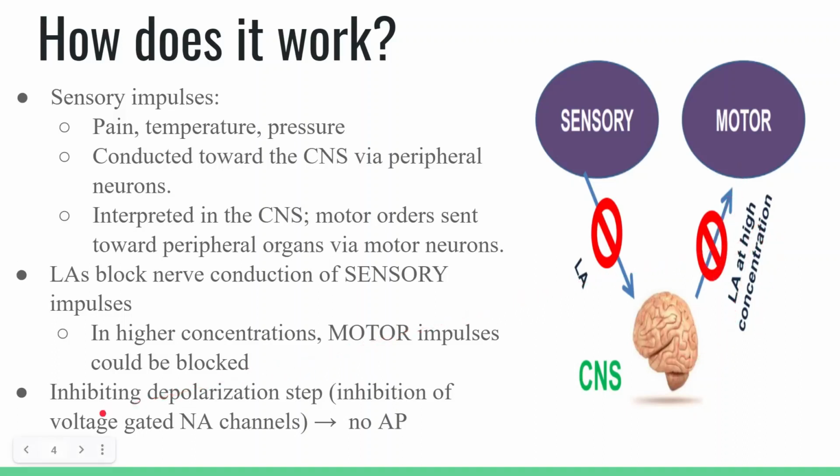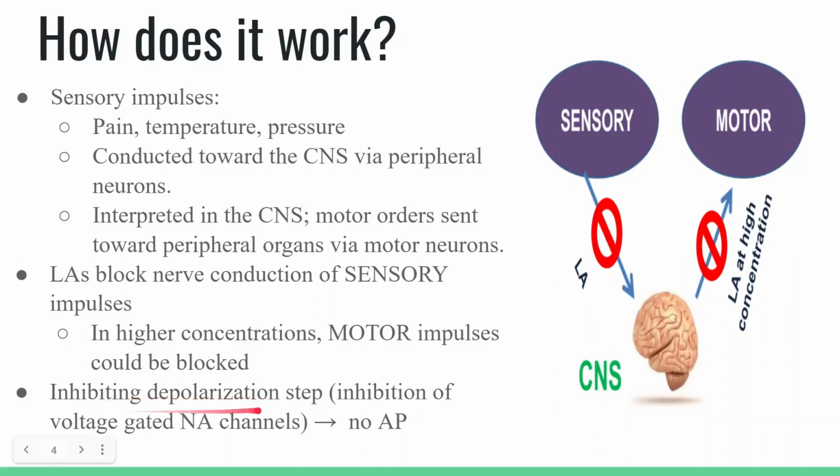Now, of course, how do we prevent the passage of impulses to the central nervous system? By inhibiting the depolarization step. We know that impulses or sensory impulses are action potentials. They travel from the peripheral parts of the body to the central nervous system. And in order to prevent this from happening, we have to prevent an action potential from occurring in the first place. How do we do this? By preventing depolarization, because it's the first step of any action potential. When we inhibit depolarization, we prevent action potentials, and so we prevent sensory impulses from traveling, and so we prevent sensations of pain.